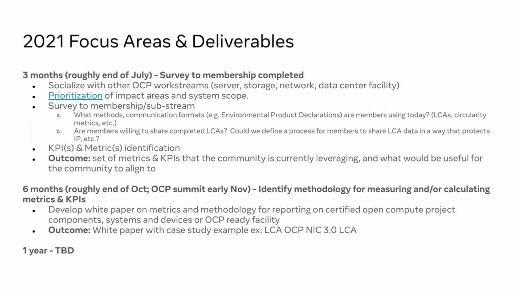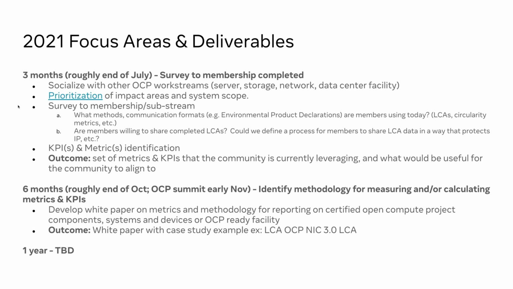This is what we're targeting to work on over the next 3 months and 6 months, really trying to get in some quick wins early on. So in this first 3-month stint, I've talked through some of the work we've already done, such as the prioritization of impact areas and system scope, but we're also really looking to socialize this work and not do it in a vacuum. So that's why we're here today. We also intend to share this work with the storage and network and data center facility work groups as well.